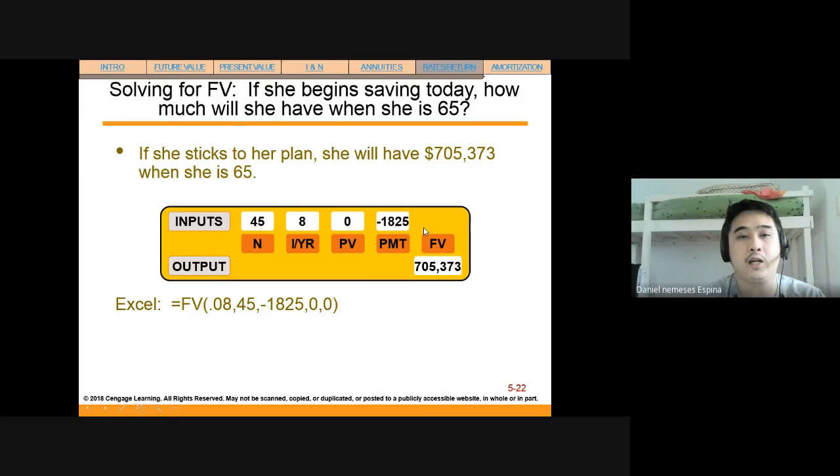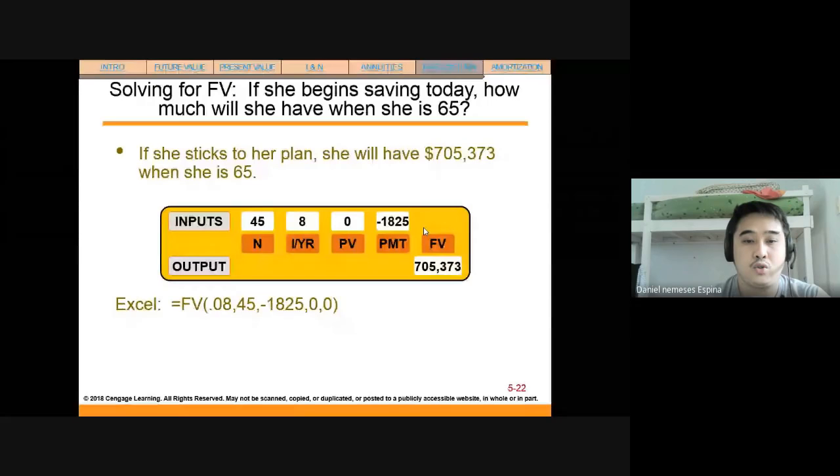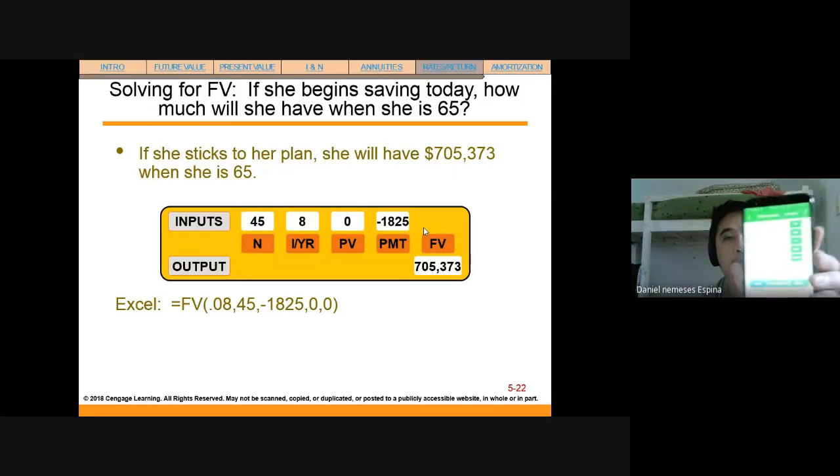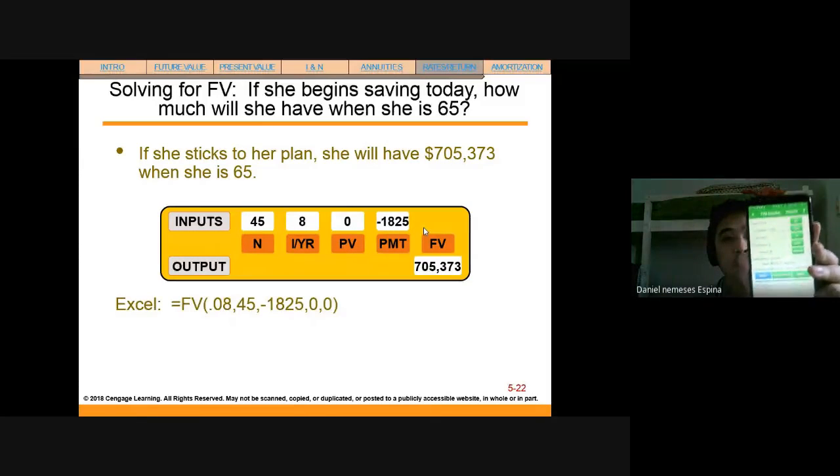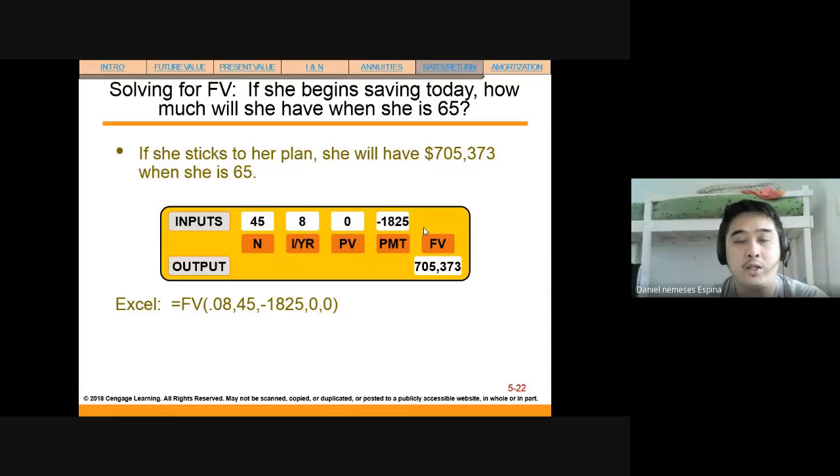Or you can use the financial calculator. For example, I will input: period is 45, annually. Interest is 8%. Payment is negative 1,825. Okay, no problem with the financial calculator, you just need to input. So the future value is 705,372.75.